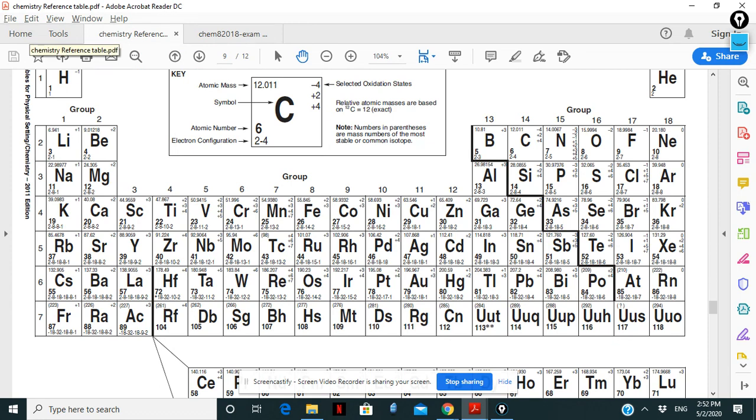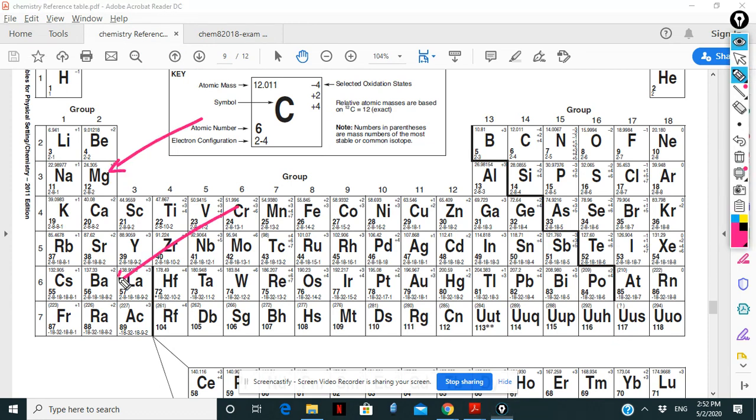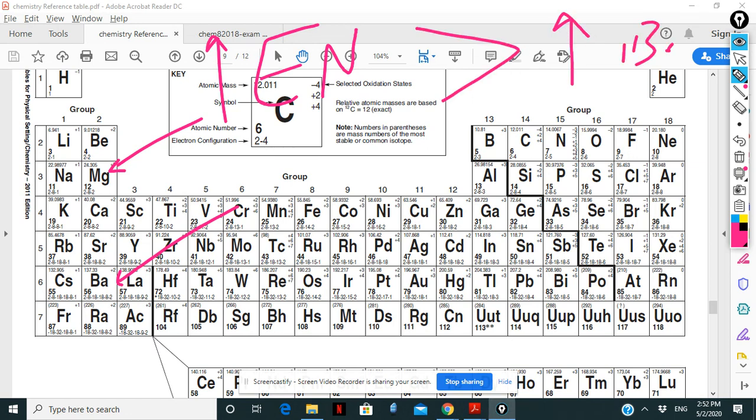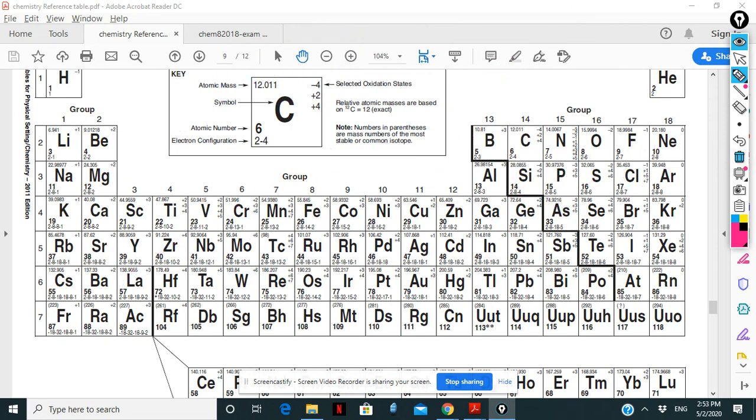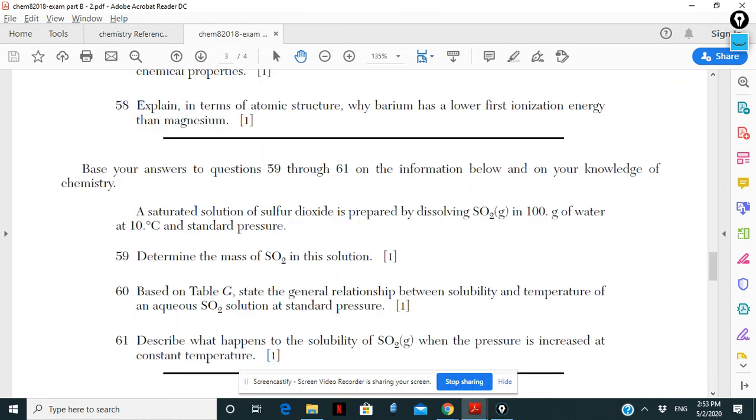Explain in terms of atomic structure why barium has a lower first ionization energy than magnesium. So if you're looking here, that's the magnesium, that's the barium. As I said, the electronegativity of magnesium is higher than the electronegativity of barium. The radius of magnesium is less than the radius of barium. So the ability of attracting and the size of the atom make magnesium need more energy than barium. Okay.